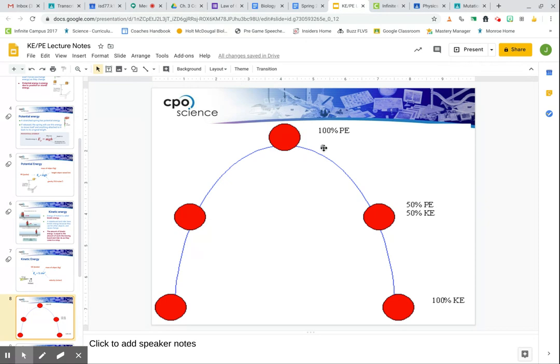However, as it falls to the ground, it loses potential because its distance, mass times gravity times height, is getting smaller. Right here, it's half the distance.